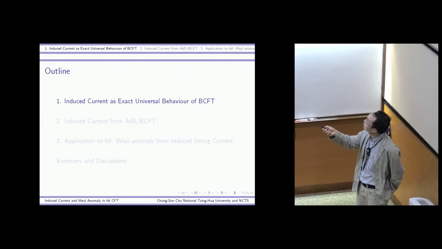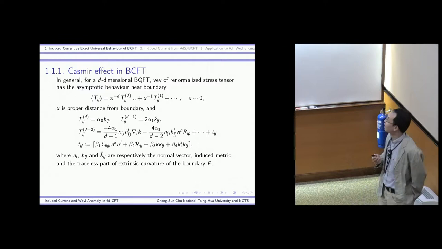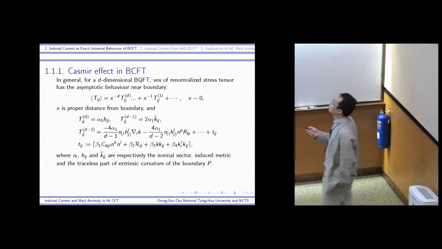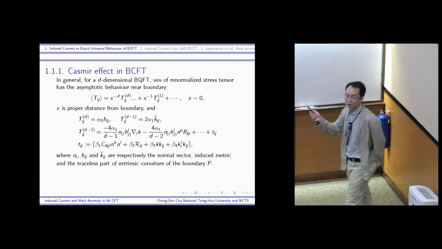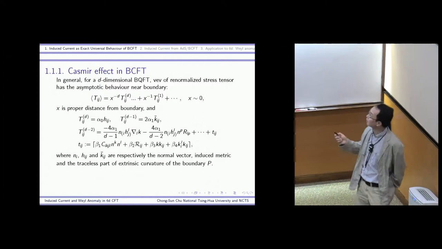To talk about the induced current, since I mentioned the Casimir effect, let me go back to a general treatment of it. Without any boundary, we expect the one-point function of the energy-momentum tensor to be zero, just because of Poincaré symmetry. But in the presence of a boundary, in general we can expect to have some asymptotic expansion like this, where x is the geodesic distance from the boundary, and there will be some coefficient there.